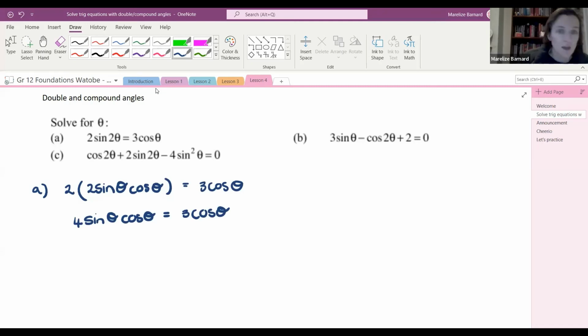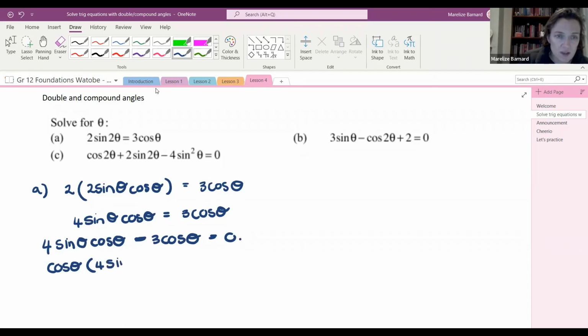Okay. We're going to bring the 3 cos theta over to this side, and that's going to be 4 sine theta cos theta minus 3 cos theta equal to 0. Now we can take out a cos theta as a common factor. Cos theta leaves me with 4 sine theta minus 3 is equal to 0. Belinda's quick. She's got an answer already. Belinda, make sure that that is correct.